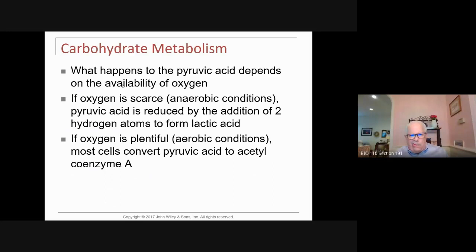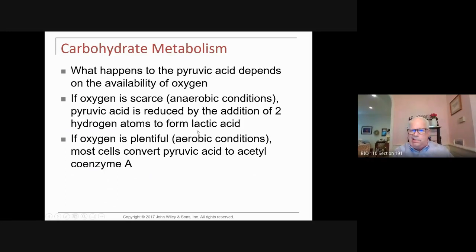What happens to pyruvic acid depends on oxygen. This is called cellular respiration. If the amount of oxygen in the atmosphere is scarce, otherwise known as an anaerobic condition, pyruvic acid cannot be oxidized. Therefore, it is reduced. And when it is reduced, it is added to hydrogen atoms. And when you add 2 hydrogen atoms to pyruvic acid, it forms lactic acid.